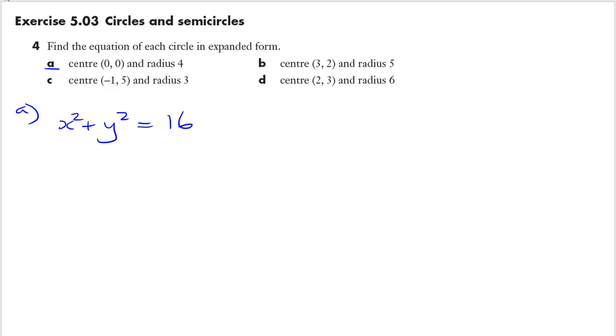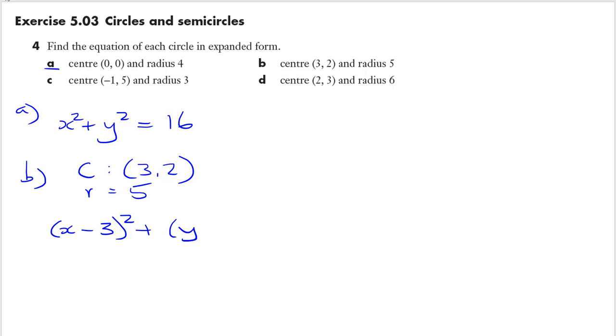When the centre is not at the origin, which is the case with B, we've got a centre at 3, 2. We've got a radius equal to 5. We need to first of all write this down in bracketed form. So (x minus 3) squared plus (y minus 2) squared.